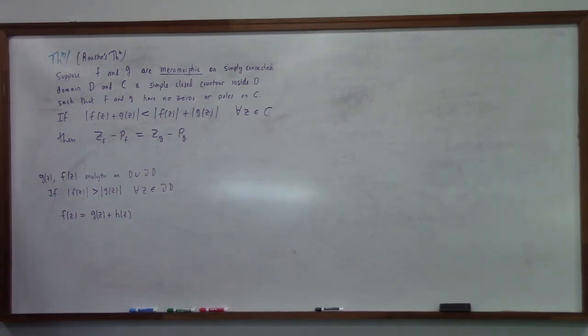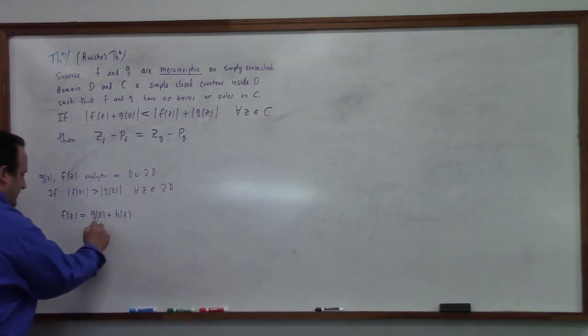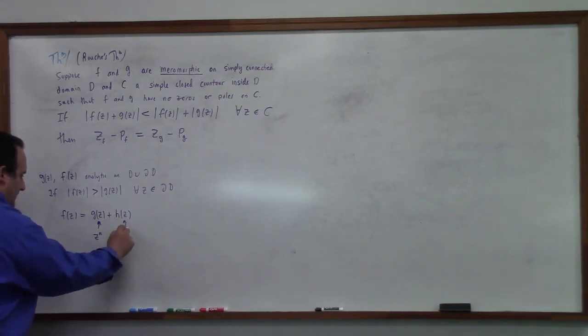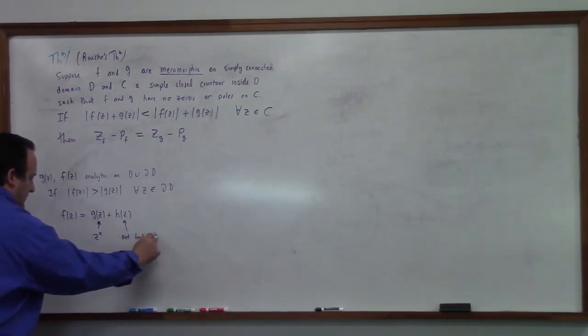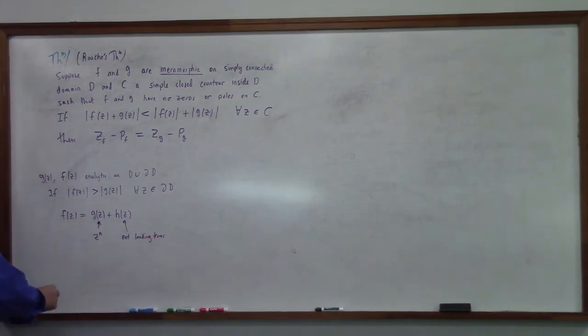That H is like, in the example when we proved the FTA, F of Z was Z to the N, and H of Z was a_{n-1} Z^{n-1} and so on, down to a naught. So that was Z to the N, and that was the rest, everything else, not leading terms. In our example at the end of class, this was an arbitrary polynomial, a monic polynomial.